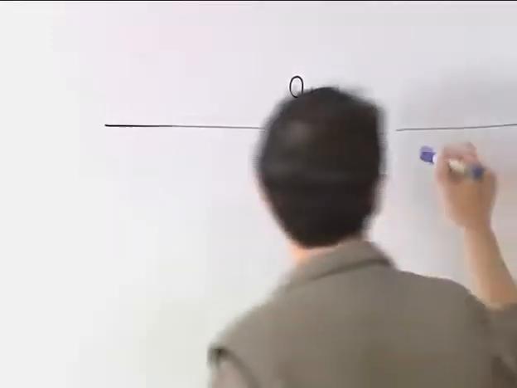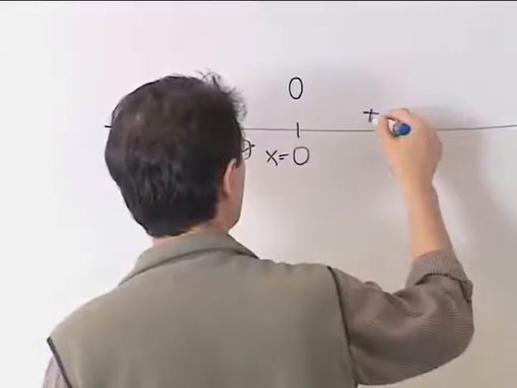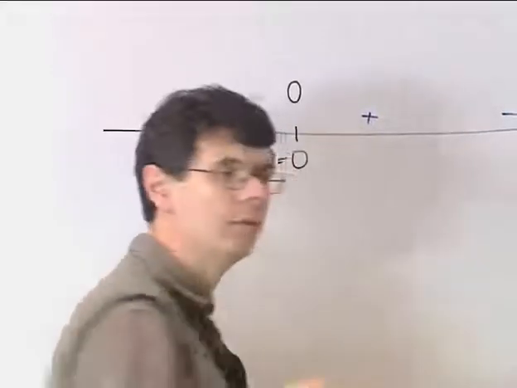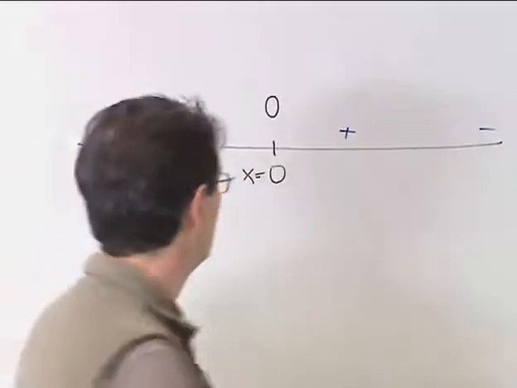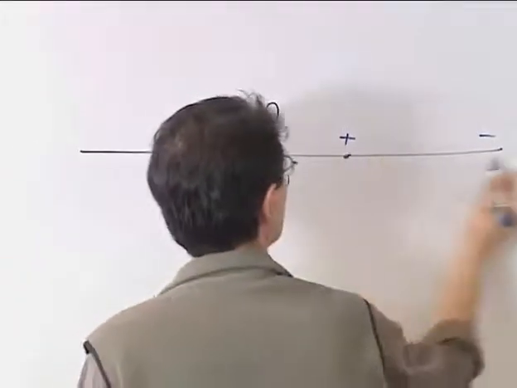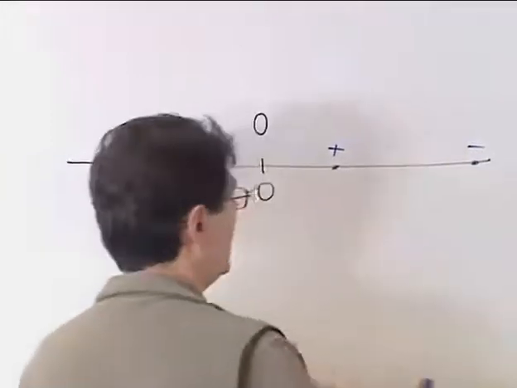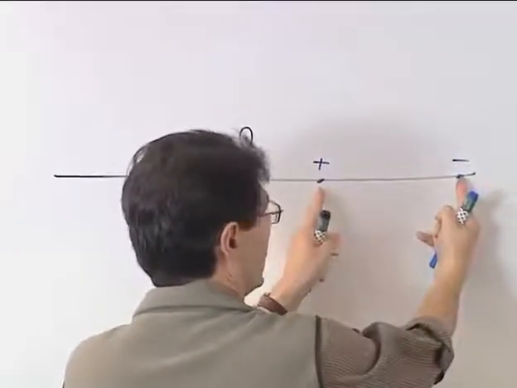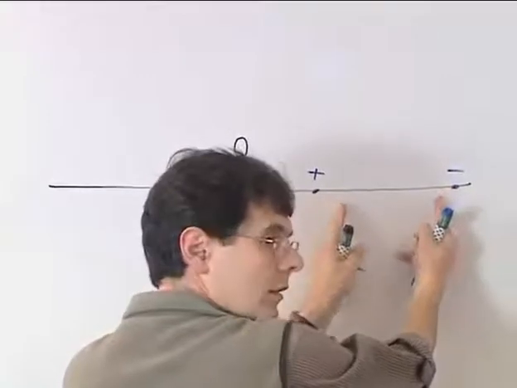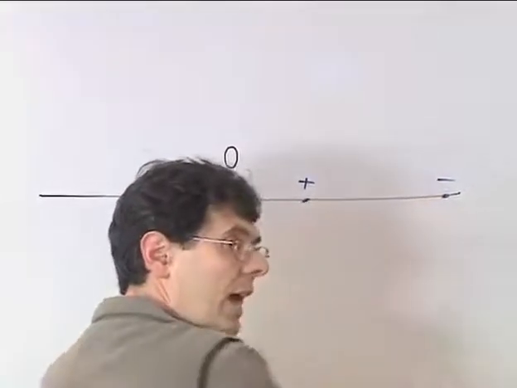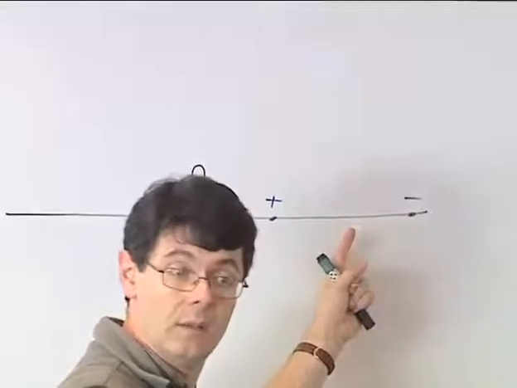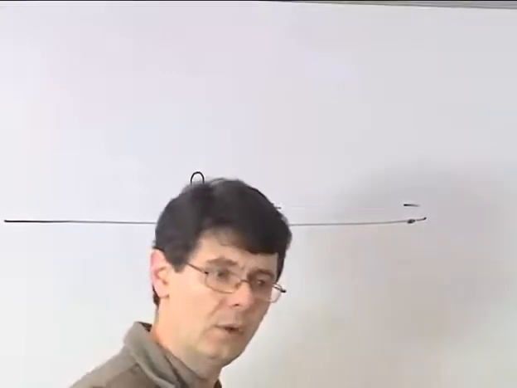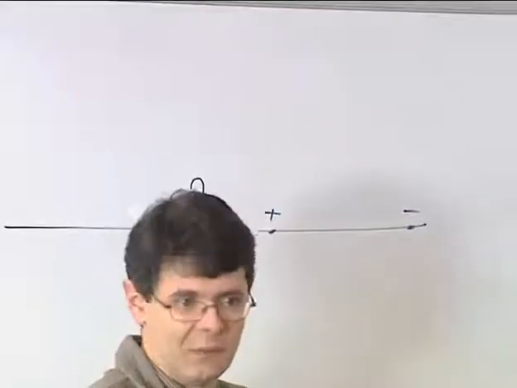Can the derivative be positive here and negative here? In principle, yes. Right? So it's positive here, it's negative here. Now move these points closer together. When the positive meets the negative, what has to happen there? It has to be 0. The only thing between positive and negative is 0, right?